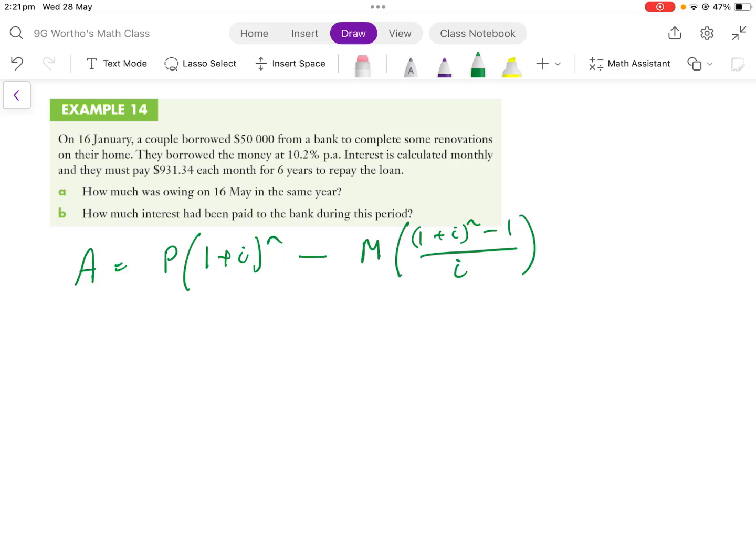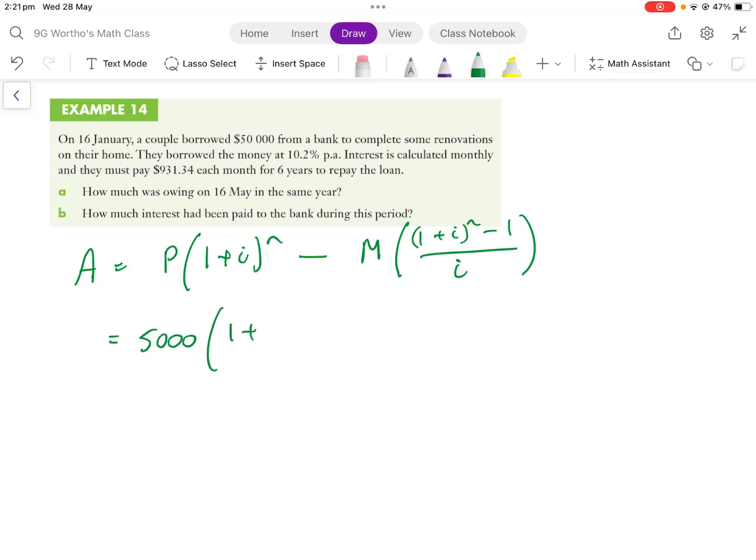Now, if this was superannuation and you were growing it, you put a plus in between those two. That's the only difference. You have some super and you keep adding to it and it grows, so you're adding them together. This is reducing, so reducing the balance of the loan, so we're subtracting money and making it get smaller. All right, in this instance, the couple borrowed 50 grand, so the principal was the 50 grand.